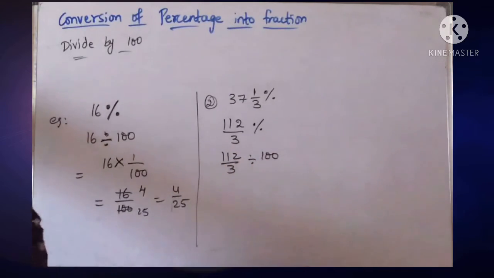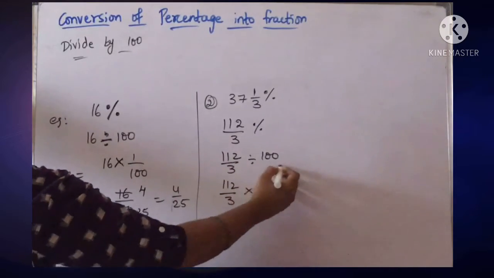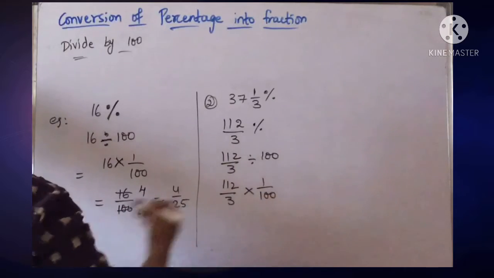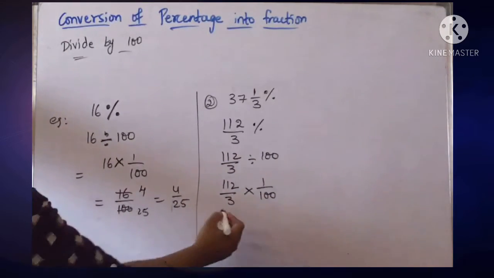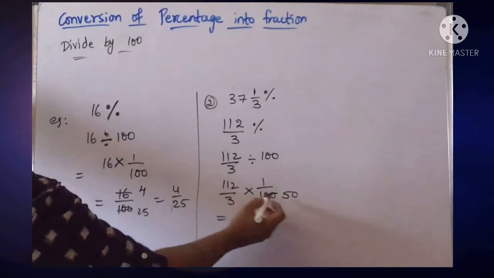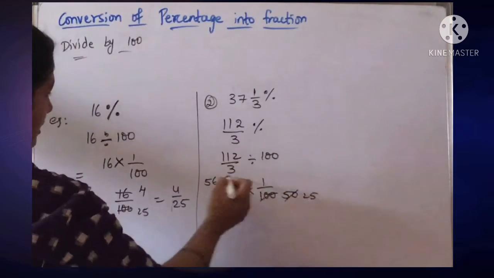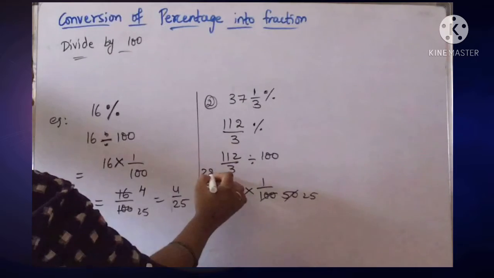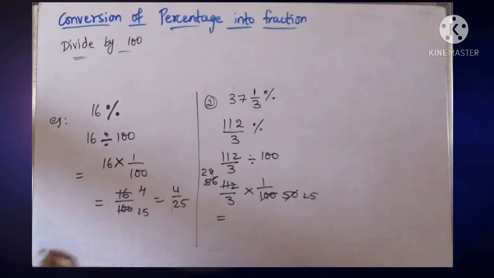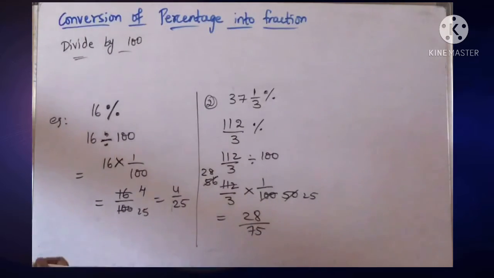So 112 by 3 divided by 100, that is 112 by 3 into the reciprocal of 100, which is 1 by 100. Here we can cancel with the 3 table, 50s are, 2 table, 50s are, 56s are, again 25s are, and here 28. So finally you will get 28 into 1 is 28, 3 into 25 is 75. So 28 by 75 is the fraction of 37 1 by 3 percent.